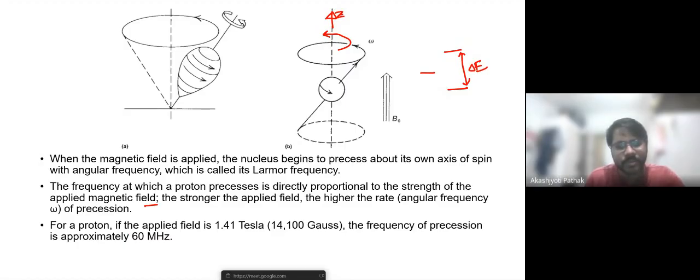This Larmor frequency is also dependent on the external magnetic field B naught. The higher the magnetic field, the higher the Larmor frequency, or the rate of precession. So for a proton, if the applied field is 1.41 Tesla, the frequency of precession is approximately 60 megahertz.